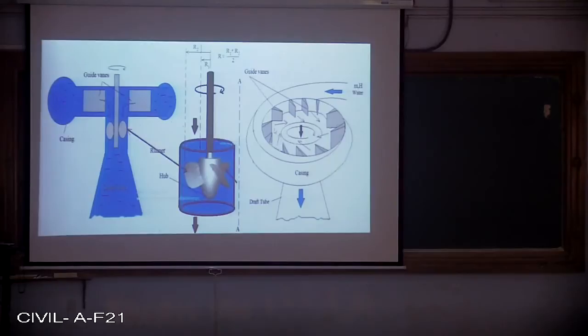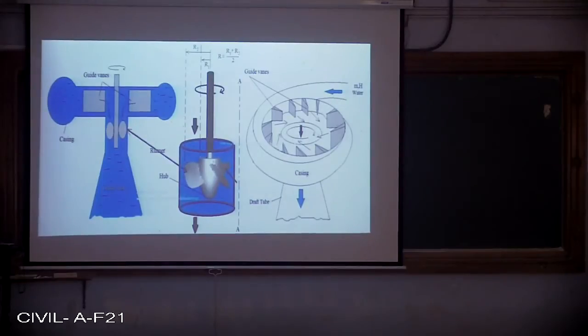The cut section view of this turbine is over here. You can see that from the casing the water passes through the guide vanes, so it develops a rotational motion in the water. Ultimately it falls in the axial direction through a draft tube. Just after leaving the casing section in the downward direction over the center, there is a runner.